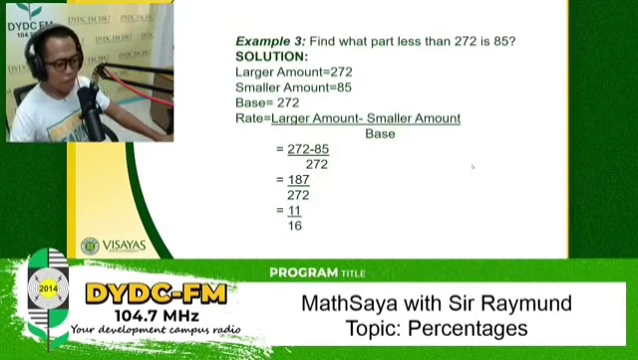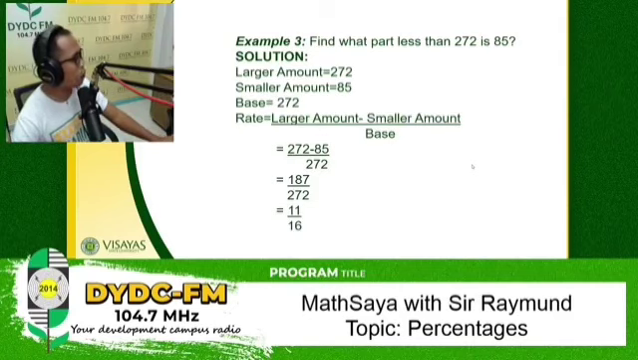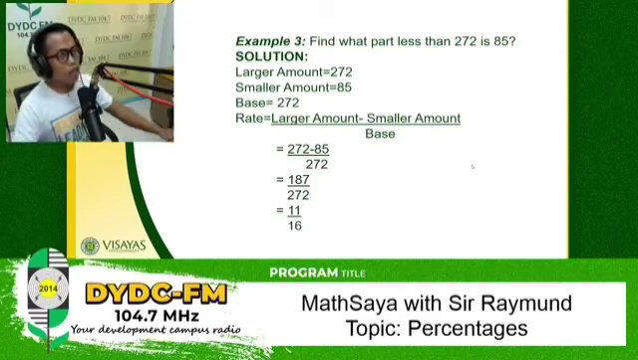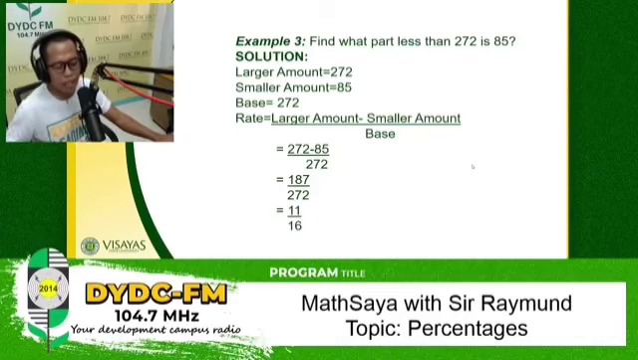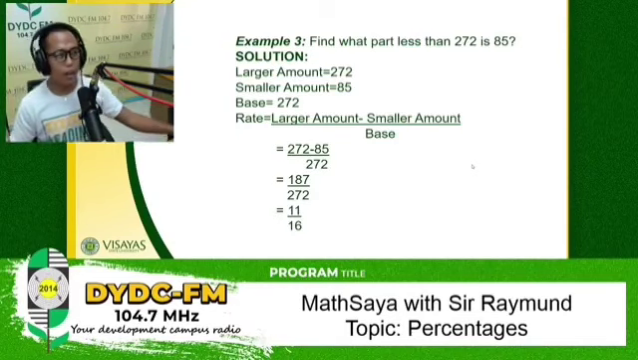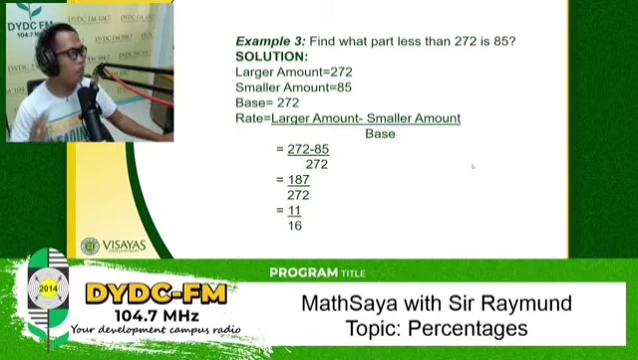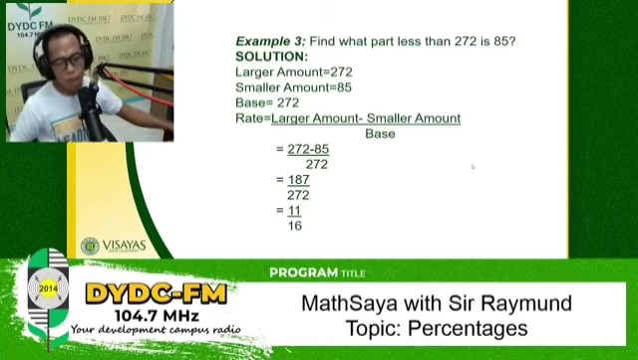Example number 3, find what part less than 272 is 85. Actually, these kinds of questions are usually found in entrance exams, IQ tests, civil service exams, scholarship exams. Those are the questions that come out.